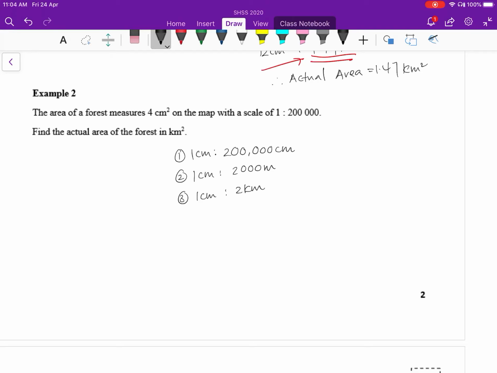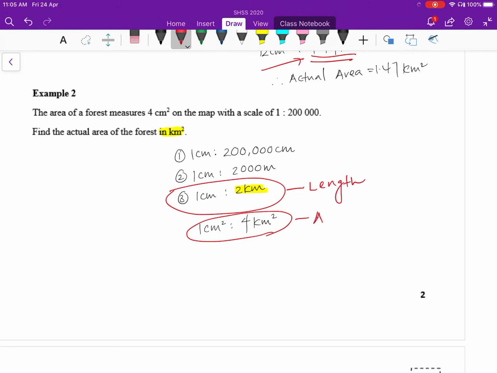Now we have to decide, is it 1, 2, or 3? Read the question. It says, find the actual area of the forest in km square. Only number 3 gives you km, so we have to work with number 3. But don't forget this is the length scale. How do you find the area scale? You square it. Both numbers you have to square. So 1 times 1 is 1 cm square. 2 times 2 is 4 km square. And this is the area scale. You have to note that they are different.